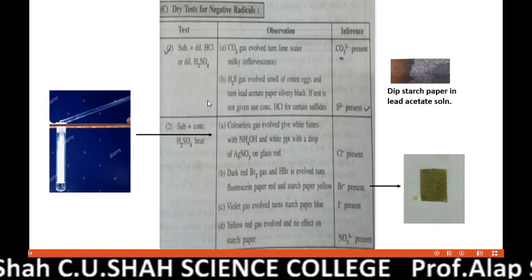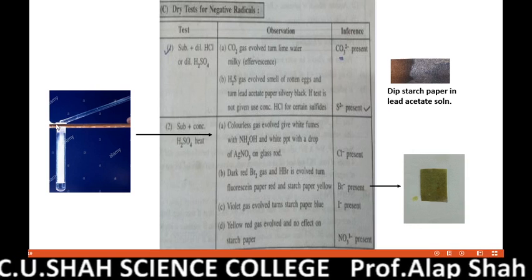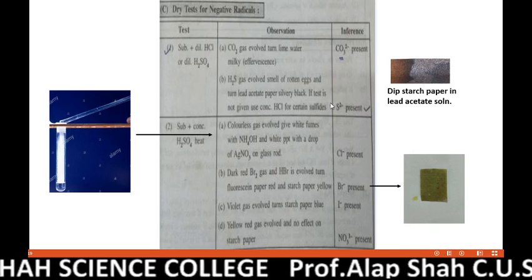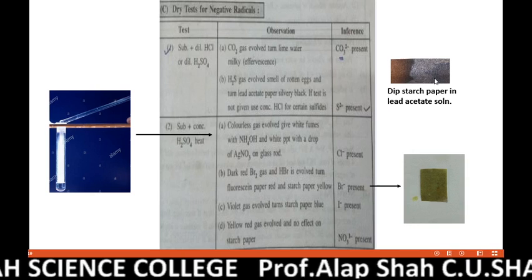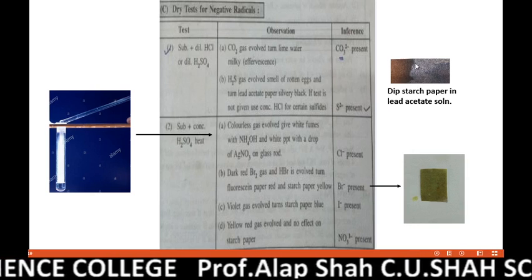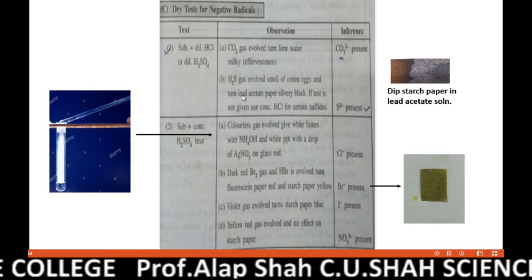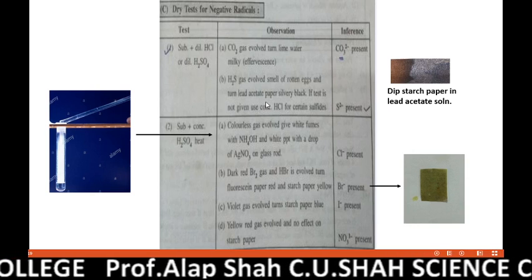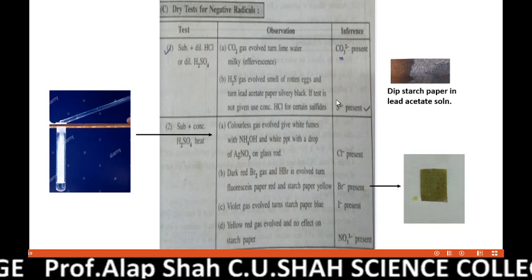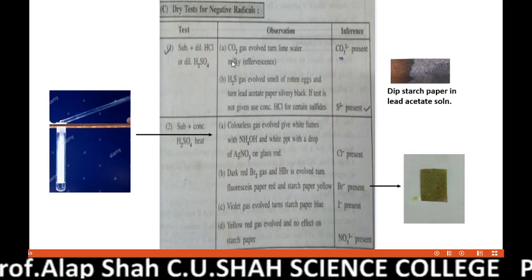Here, I have shown the test tube. Keep that paper over the mouth of the test tube here. This is not the same figure, but put it here. And if the gas coming from the test tube turns the lead acetate paper silvery black, here you can see that it is silvery black, then we can say that the gas coming is H2S gas, and that's why the ion present is the sulfide ion, S minus 2. So these two ions can be detected with the action of dilute HCl.